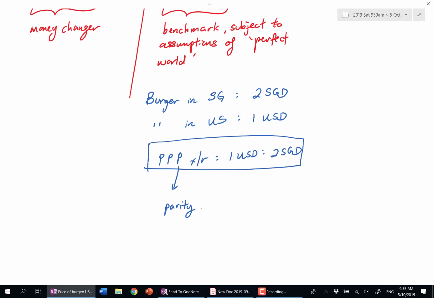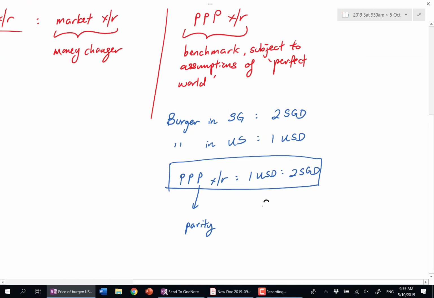See? If I can change 1 US dollar for 2 Sing dollars, that burger actually costs the same, whether you buy it in Singapore or US. You can consider in terms of US dollar, this is basically 1 US dollar. Same. Correct? What if it's not the same? Okay? What if it's not the same?